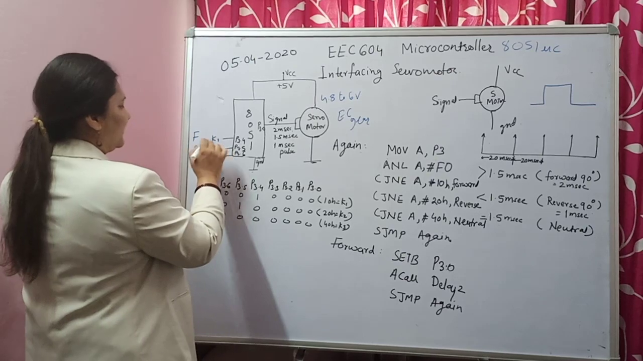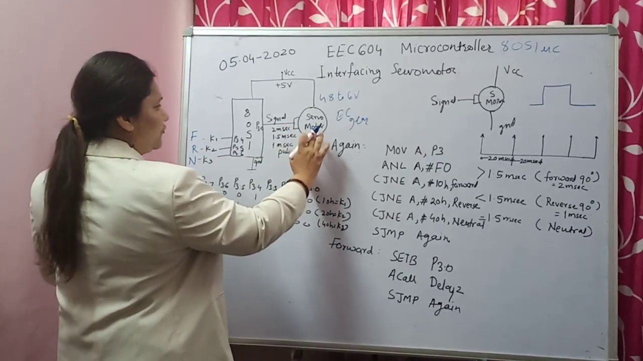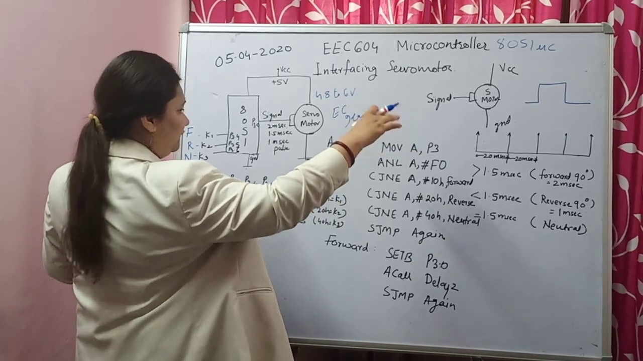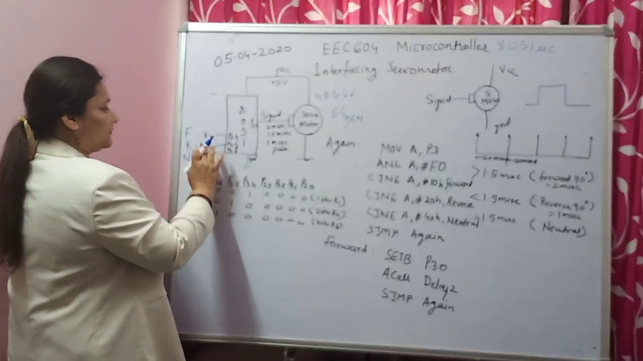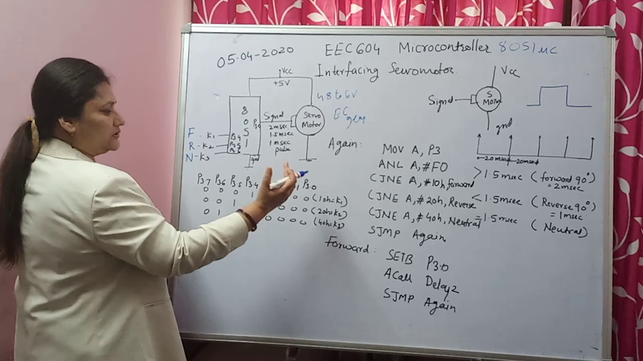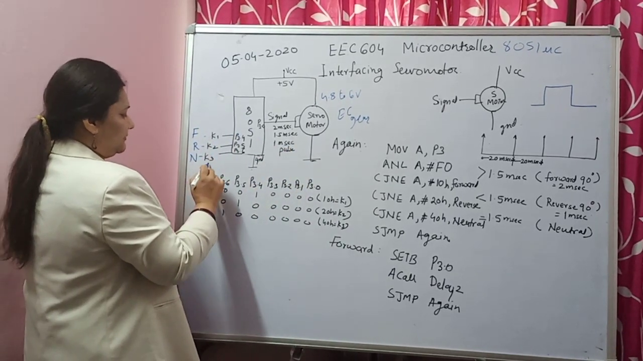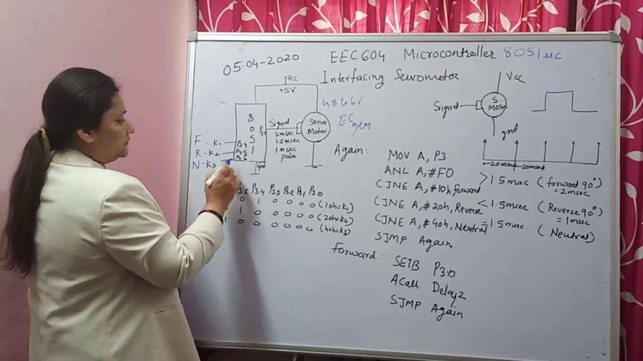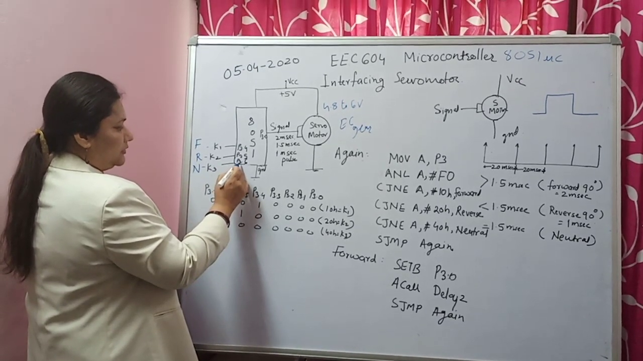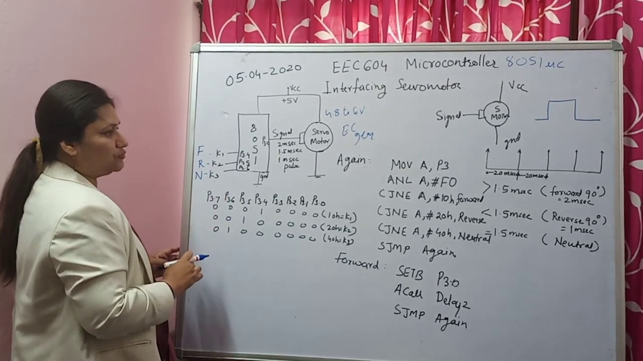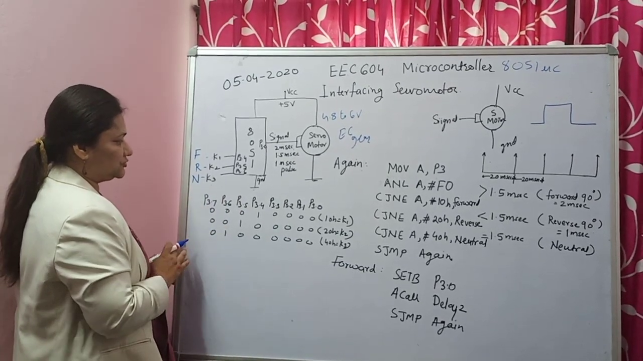Suppose key 1 is pressed, we have to move the servo motor in the forward direction, that is 90 degrees, one step in the forward direction. If we press key 2, then we have to move the servo motor 90 degrees to the left. And if we press key 3, which is at port 3.6, then wherever the motor is, we have to get it to the neutral position.